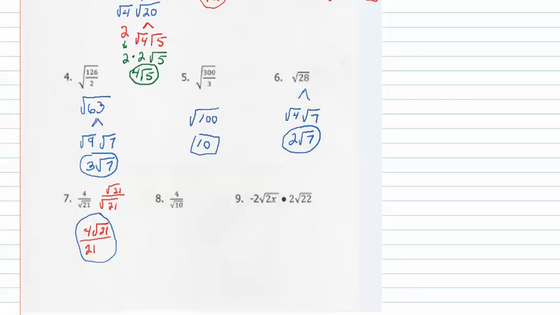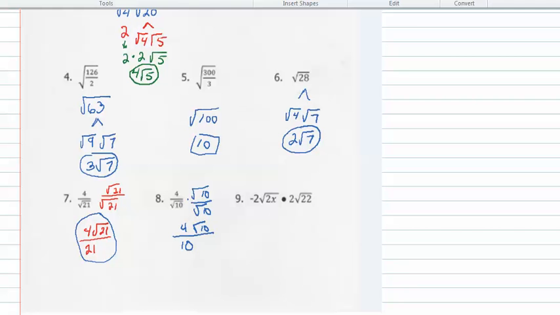Okay, the next one, again, I have a number on top, a radical at the bottom. I can't do anything to simplify it, so I need to clear the radical on the bottom. I'm going to rationalize the denominator. Okay, so 10 times 10 is 100. What's the square root of 100? And that's 10. That's what goes at the bottom of my denominator. I've got 4 radical 10.